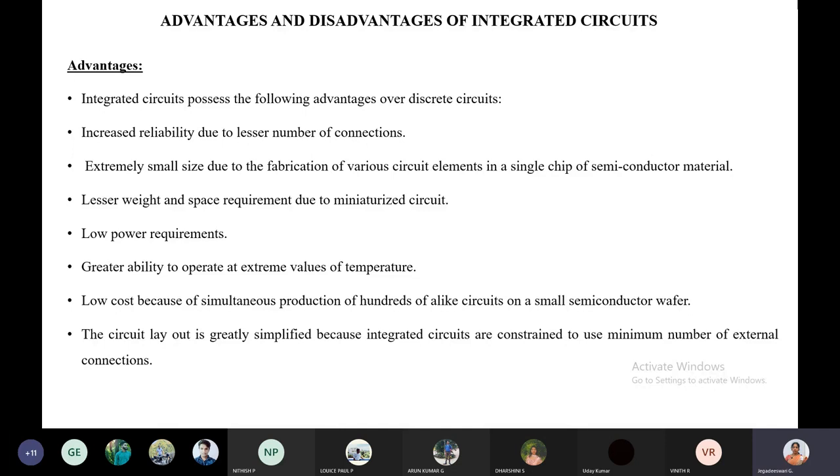It is very, very small in size. That is another one. Even though it is small, it occupies only small space and it is very, very light in weight. If it is light in weight, then it occupies only small space. That is another advantage. Low power requirement, yes. Not that much power is required to turn on an IC. 5 volt is enough to turn on an IC. Just 5 volt is enough.